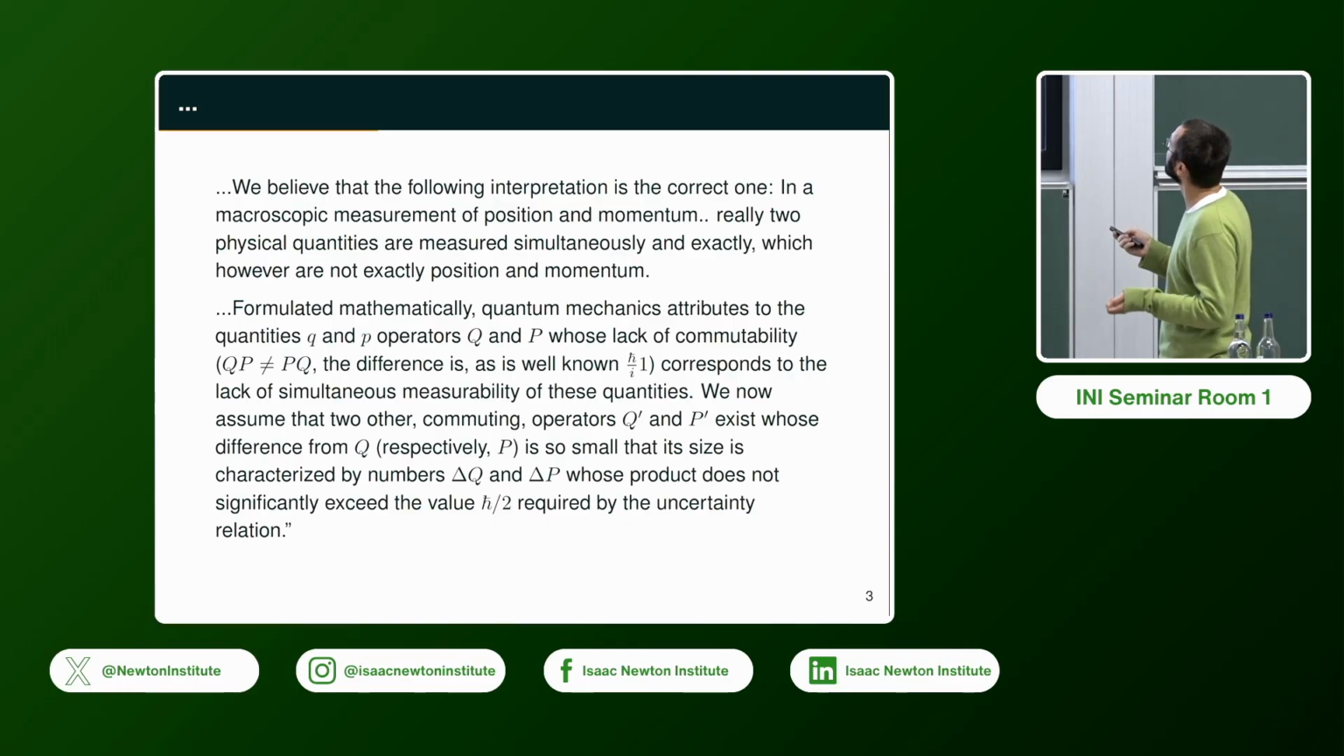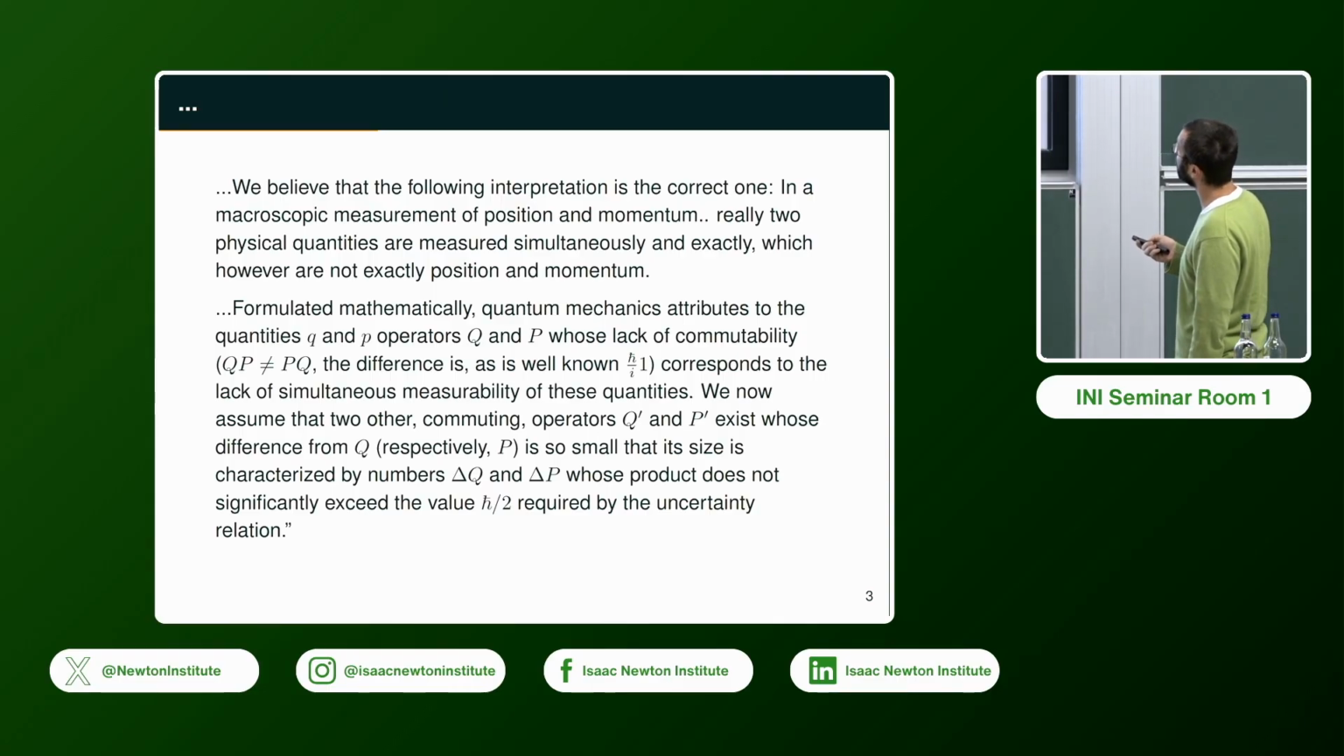He says, formulated mathematically, quantum mechanics attributes to the quantities q and p operators Q and P, whose lack of commutability, which is h bar, corresponds to the lack of simultaneous measurability of these quantities. We now assume two other commuting operators, Q prime and P prime, exist, whose difference from Q and P is so small that its size is characterized by numbers whose product does not significantly exceed the h bar required by the uncertainty principle.